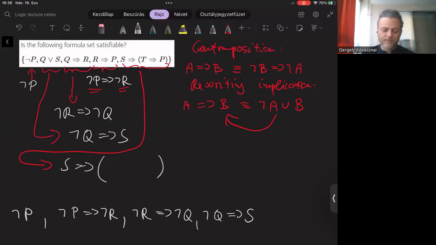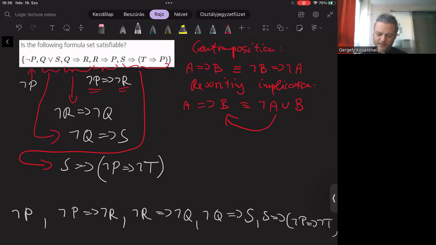But let me transform the implication in the parentheses a bit by using contraposition again. So I flip the two sides and negate them. So I get not P implies not T, right? Let me just copy this formula here. S implies not P implies not T. Yeah, okay, sorry, I cannot draw a parenthesis anymore.